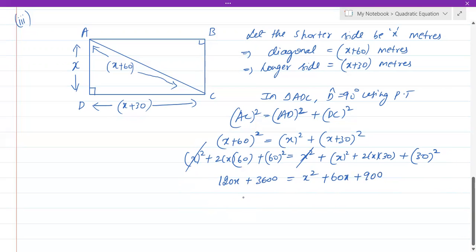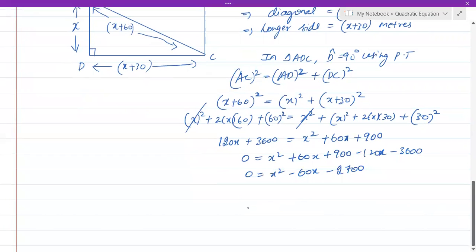So transpose everything to the RHS. 0 equals x square plus 60x plus 900 minus 120x minus 3600. 0 equals x squared, 60x minus 120x gives you minus 60x, 900 minus 3600 gives you minus 2700. So let's rewrite this, which implies the required quadratic equation as x square minus 60x minus 2700 is equal to 0. So that's our required quadratic equation.